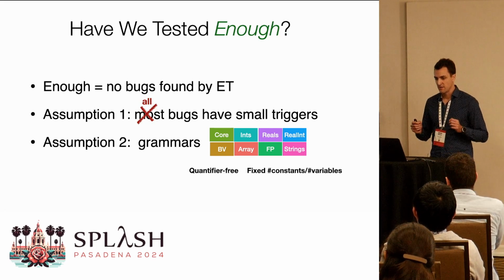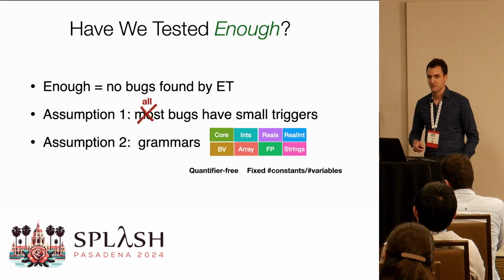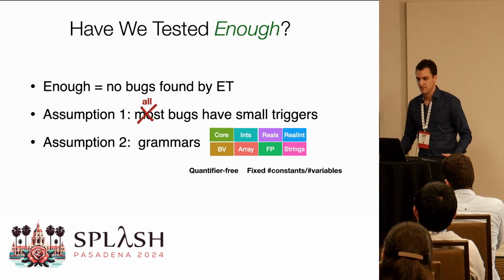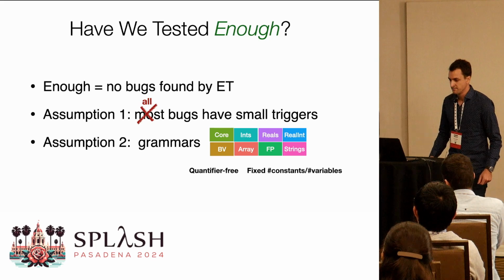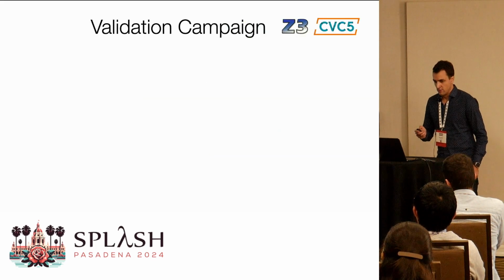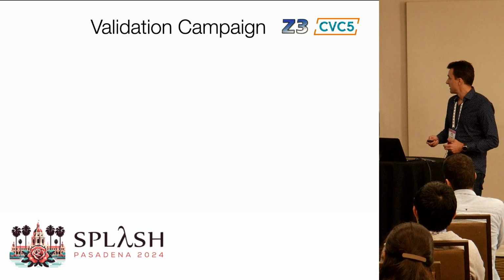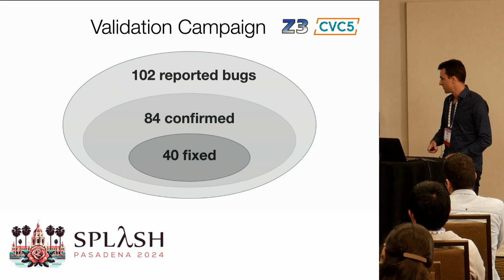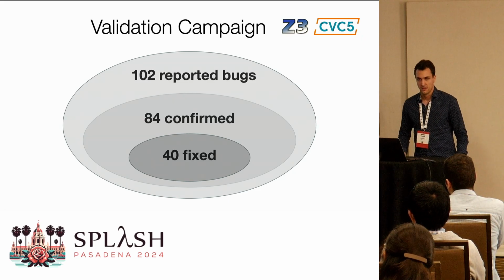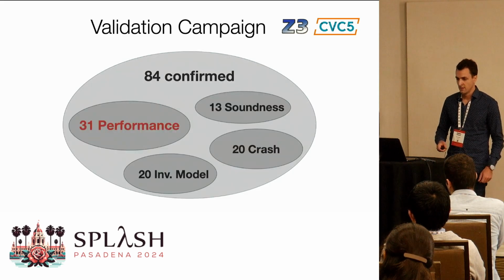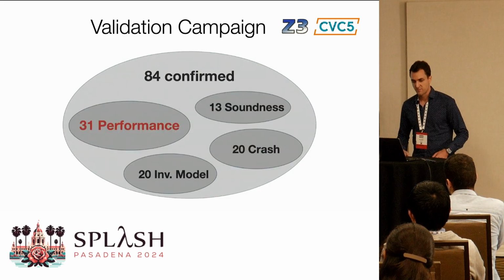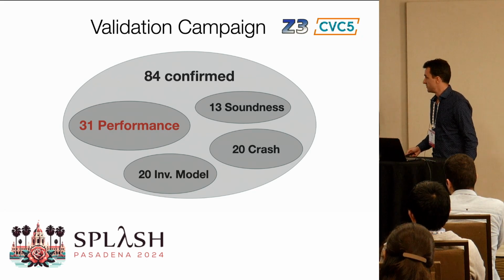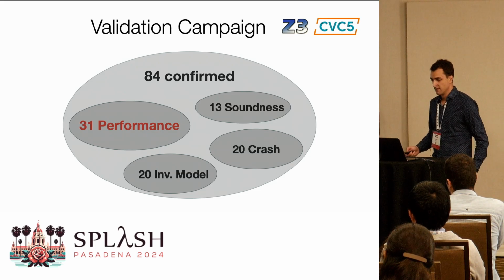And we have devised eight such grammars for each of the official theories, including core, integers, reals, bit vectors, and so on. With that, we have conducted a validation campaign, and we found over 102 bugs, out of which 84 were confirmed and 40 were fixed. Many of these bugs are actually performance bugs, and we will see why that is later. But there are also some soundness and crash bugs and invalid model bugs.